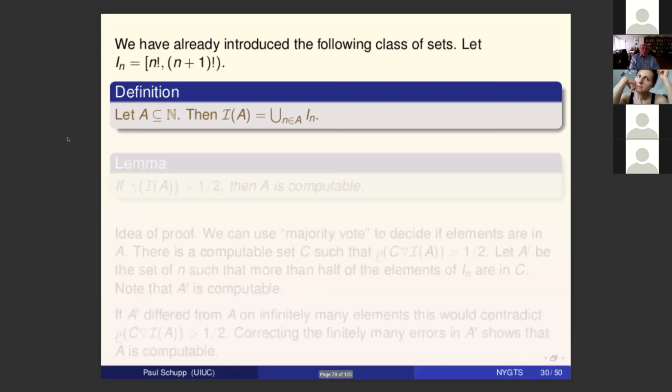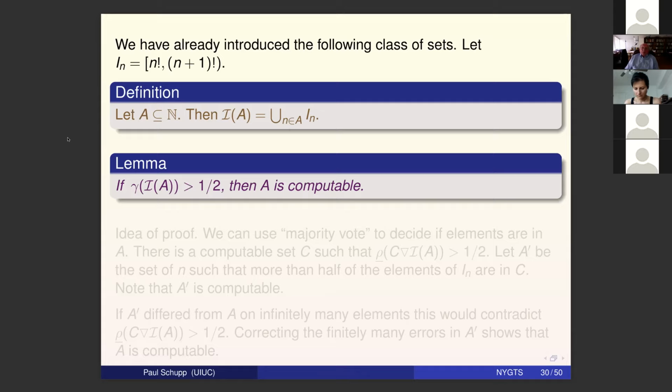This is very different from being coarsely computable. We already mentioned these sets I_n are so useful. We make a script operator: I of A is the union over n in A of I_n. So we take the one bit of information about whether or not n is in A and spread it over this very large interval. And the lemma is: if gamma of I of A is bigger than half, then A has to be computable. The idea of the proof is simply majority vote.